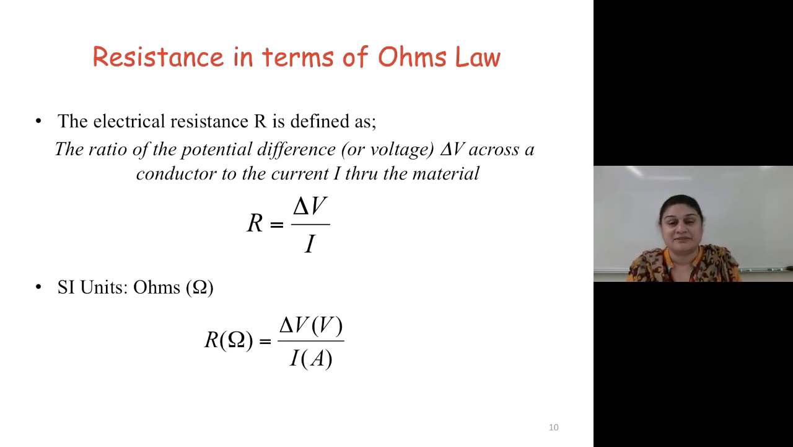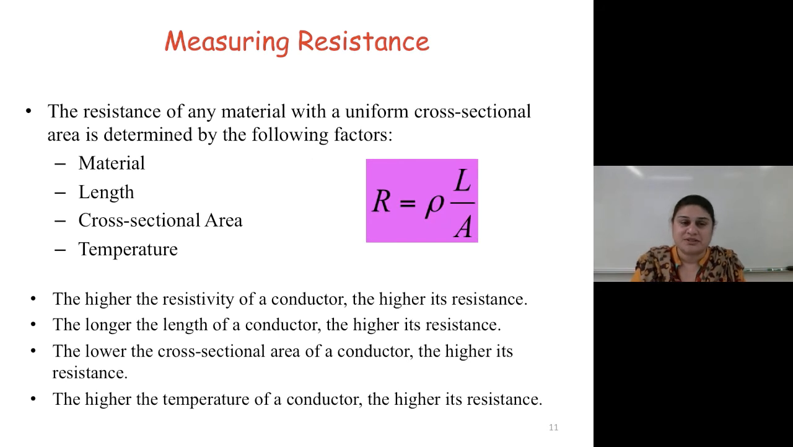R equals delta V over I. The SI units of resistance are called ohms. So how do we measure resistance? The resistance of any material with a uniform cross-sectional area is determined by the following factors: the material itself, the length of the material, the cross-sectional area, and the temperature.